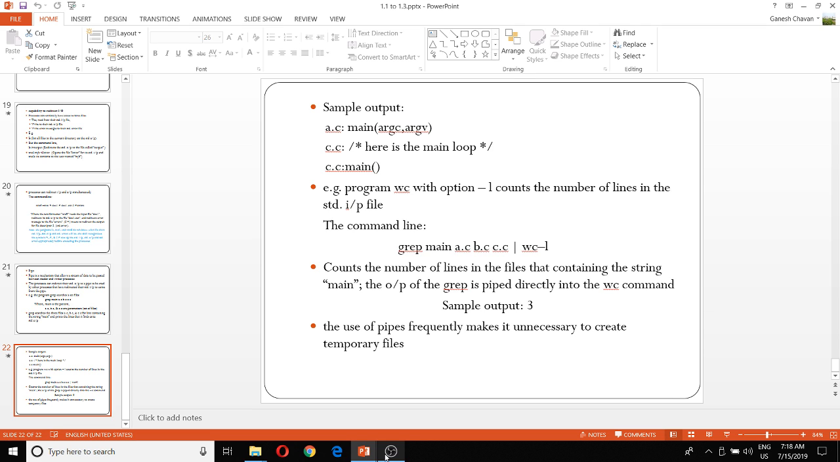The example program wc, which means word count, with the option -l counts the number of lines in the standard input file. The command line grep main a.c b.c c.c | wc -l counts the number of lines in the files containing the string main. The output of grep is piped directly into the wc command. Sample output is 3. The user's use of pipes frequently makes it unnecessary to create temporary files.